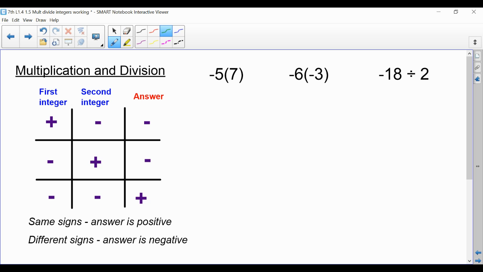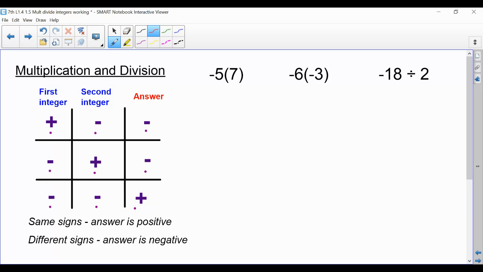We're going to review the first part of lesson 1.4 and lesson 1.5, do some practice problems. So here is our tic-tac-toe board over here, and we use this to find out what the sign will be for the answer. So if we have a positive times a negative, our answer is negative. Negative times a positive, our answer is negative. And negative times a negative, our answer is positive.